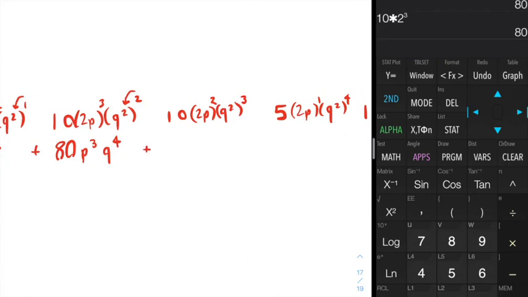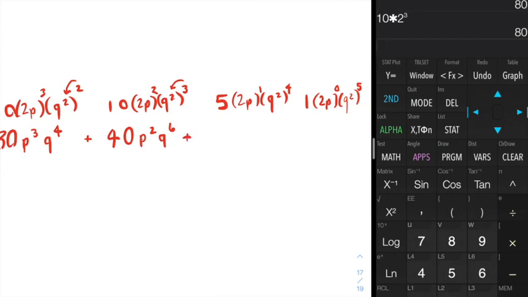Okay, next, this one would be 10 times 2 squared. 2 squared is 4, so that should be 40, I believe. And then p squared, and then watch this here. Once again, multiply. This is where you actually kind of see it. That'll be q to the 6th.